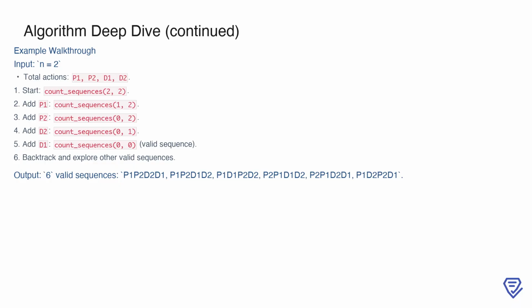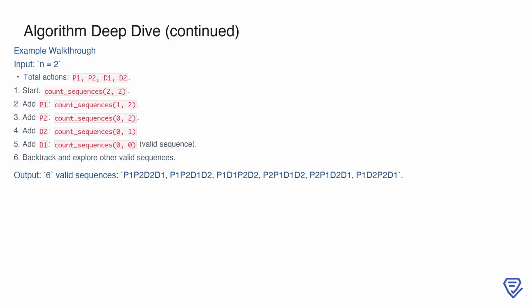Let's solidify this concept with an example where n equals 2. Here, we have 2 pickups and 2 deliveries, P1, P2, D1, D2. We begin with count_sequences(2, 2), where both pickups and deliveries are available. First, we add P1, transitioning to count_sequences(1, 2). Then, we add P2, leading to count_sequences(0, 2). At this point, all pickups are used, so we proceed by adding D2, giving count_sequences(0, 1). Finally, we add D1, reaching count_sequences(0, 0), which is a valid sequence.